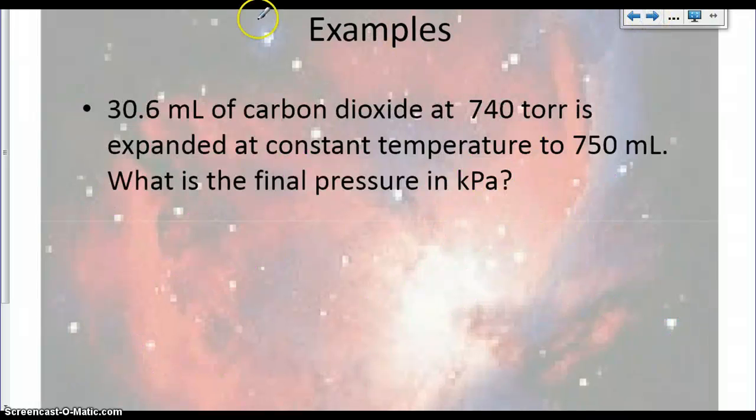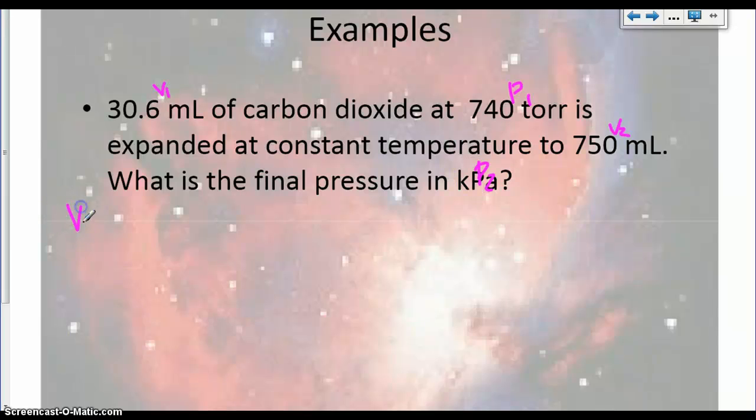Let's look at the next practice problem. All right, we have 30.6 milliliters. So we know that's our volume 1. At 740 torr, so this is our pressure 1, is expanded at a constant temperature, so that tells us we don't need temperature, to 750 milliliters. So this is V2. It wants us to get the answer in kilopascals, so it wants P2.